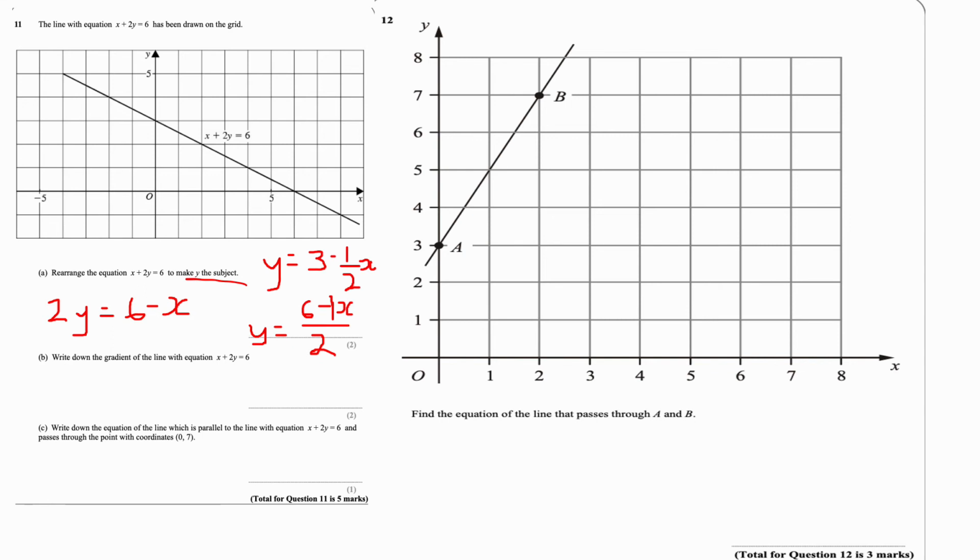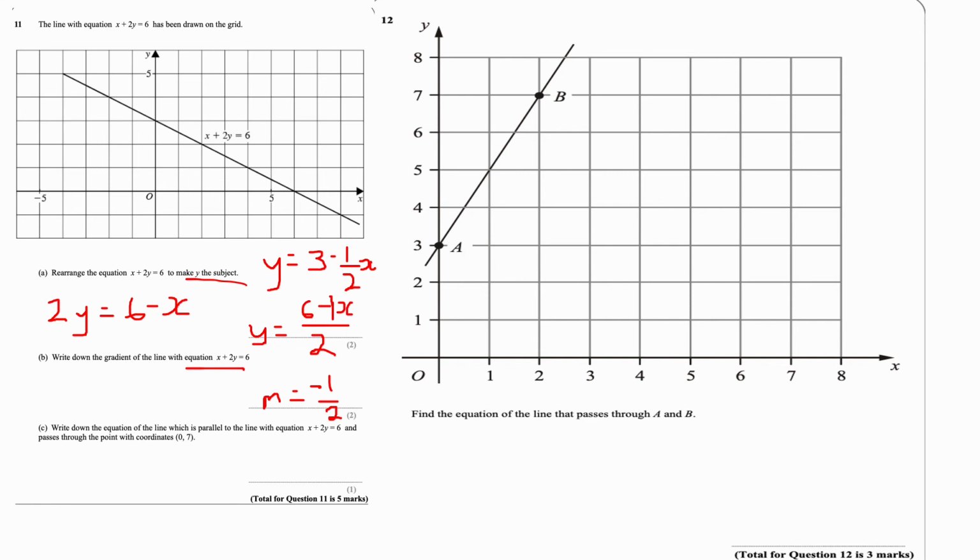Part B, write down the gradient of the line with the equation x plus 2y equals 6. Well, the gradient is the coefficient of x. So looking at our top equation, we get minus a half, okay? It's the coefficient of x, okay?